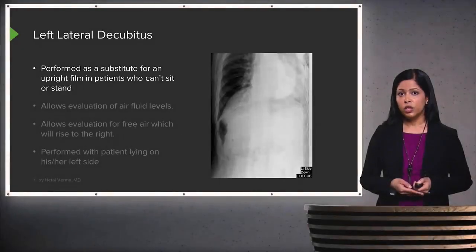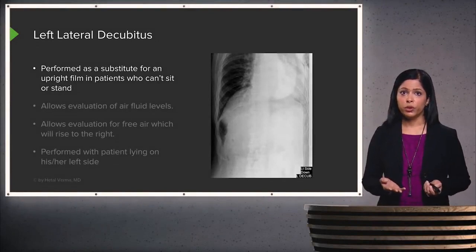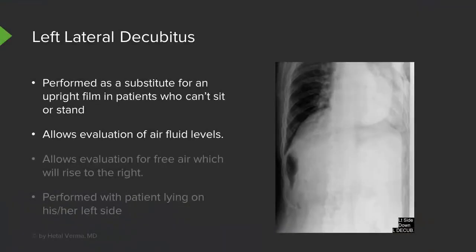A left lateral decubitus is usually used in patients that aren't able to stand upright. So this is performed really as just a substitute for an upright film. It also allows for evaluation of air fluid levels, and it allows for evaluation of free air. So the patient lies on their left side down, the right side is up, and again, air will rise to the top part of the body. And so you can see it adjacent to the liver on the right here.